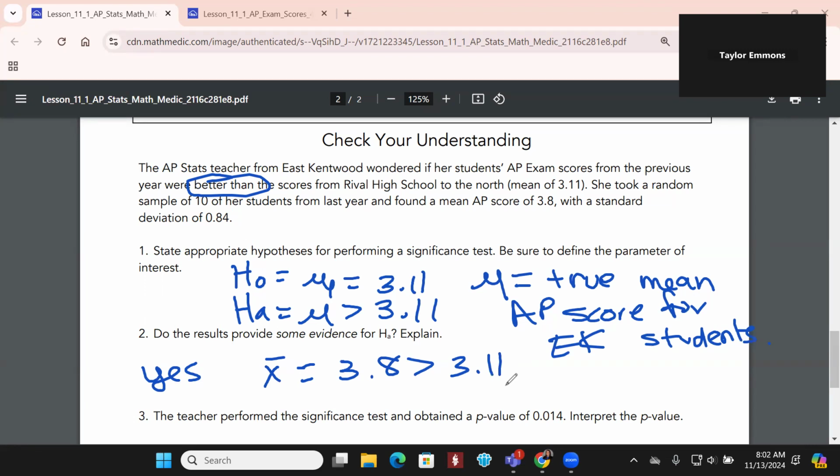So your X bar is 3.8, right? 3.8 is greater than 3.11. Yes, it is. Okay. It took me a second too. All right. So 3.8 is greater than 3.11, so we do have some evidence. We have some receipts.